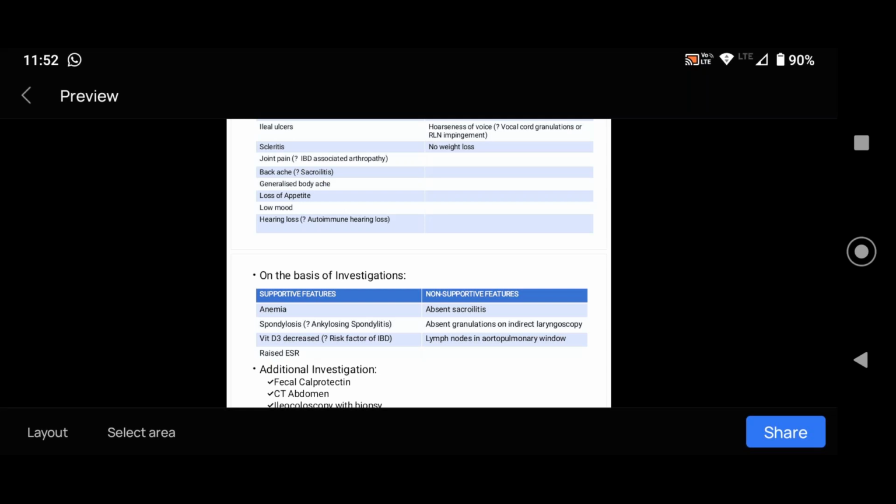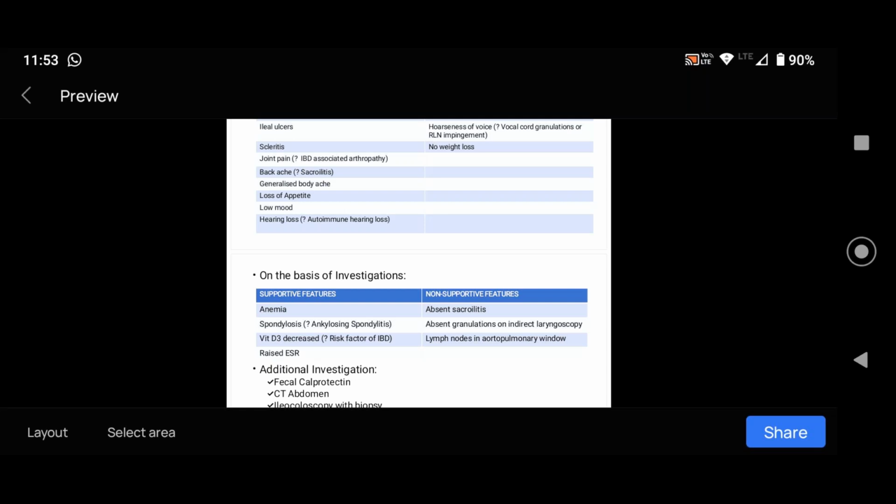And also on indirect laryngoscopy, we found that the hoarseness of voice was not due to granulations. And lymph nodes in the aortopulmonary window is a bit unlikely to explain with inflammatory bowel disease. So, ma'am, that's why we kept it a little lower down after all the infectious diseases.